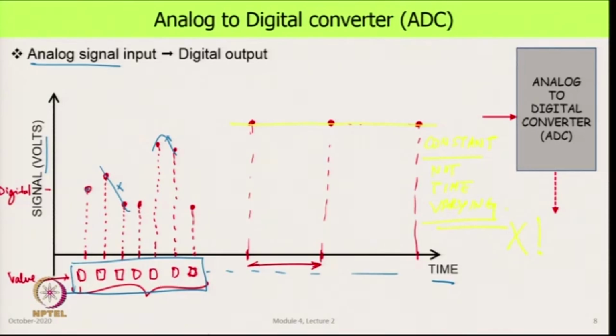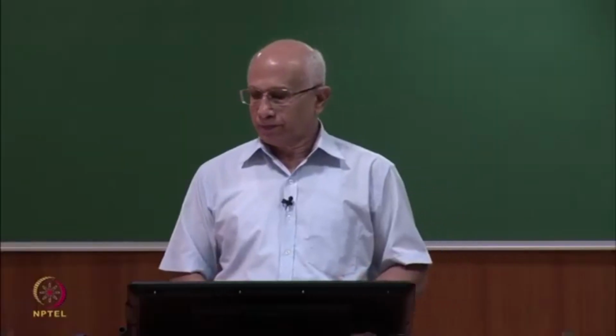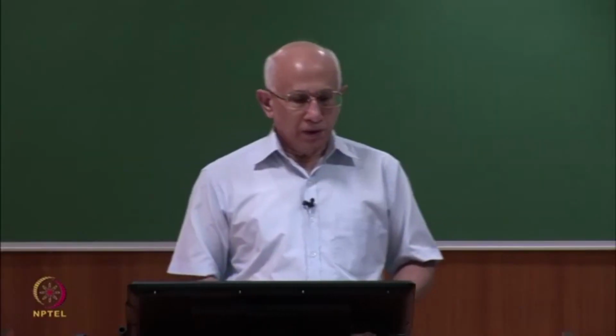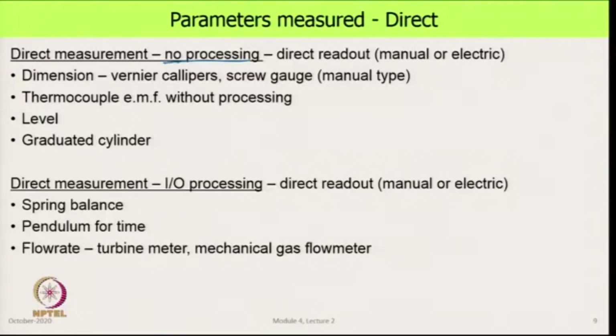So, this is the third device that did electronic processing. And now we come and ask what types of parameters are measured and what are the ways in which they are measured. So, what we have is a direct measurement where there is no processing, and an example of that is that there is an instrument which shows something and we note the reading, simple as that.